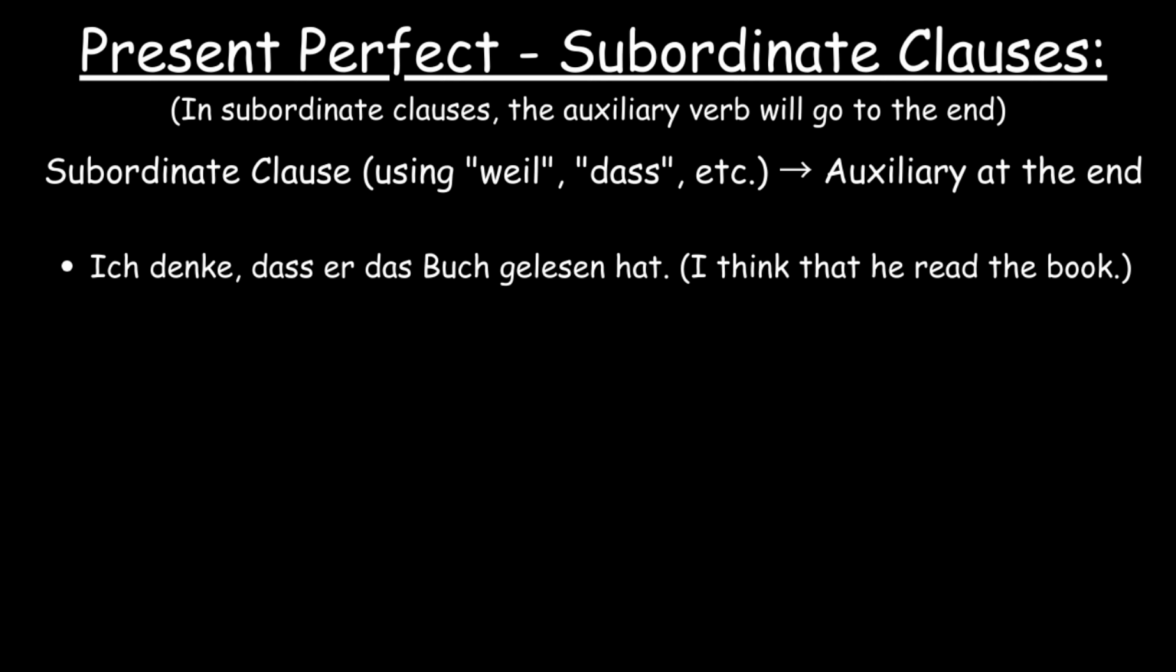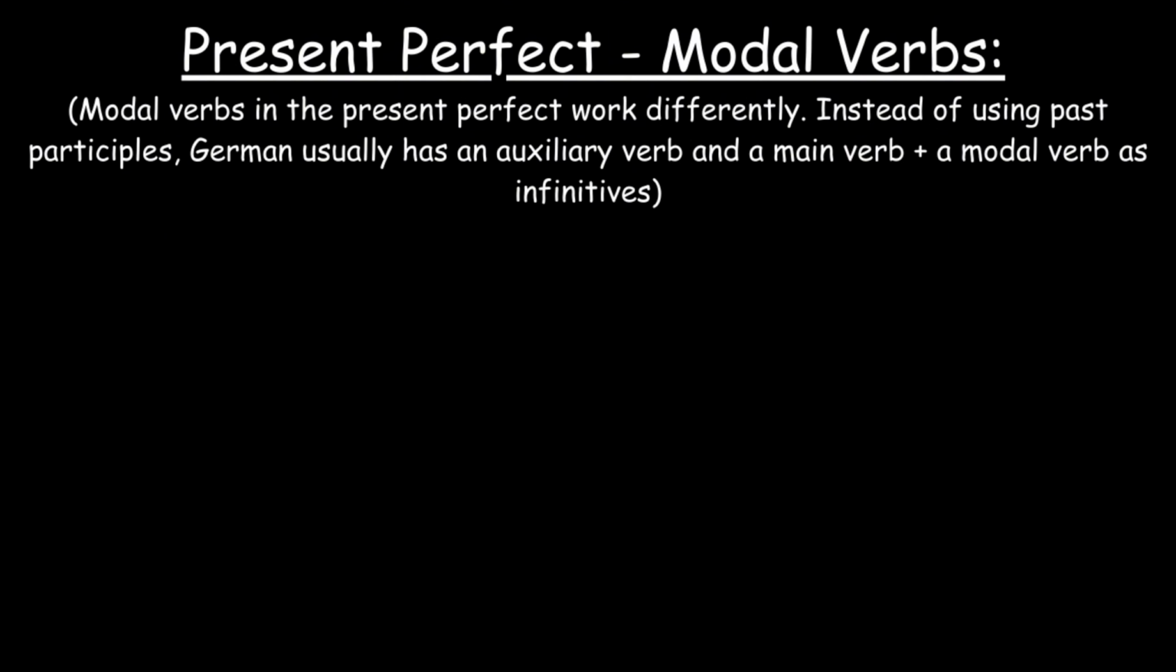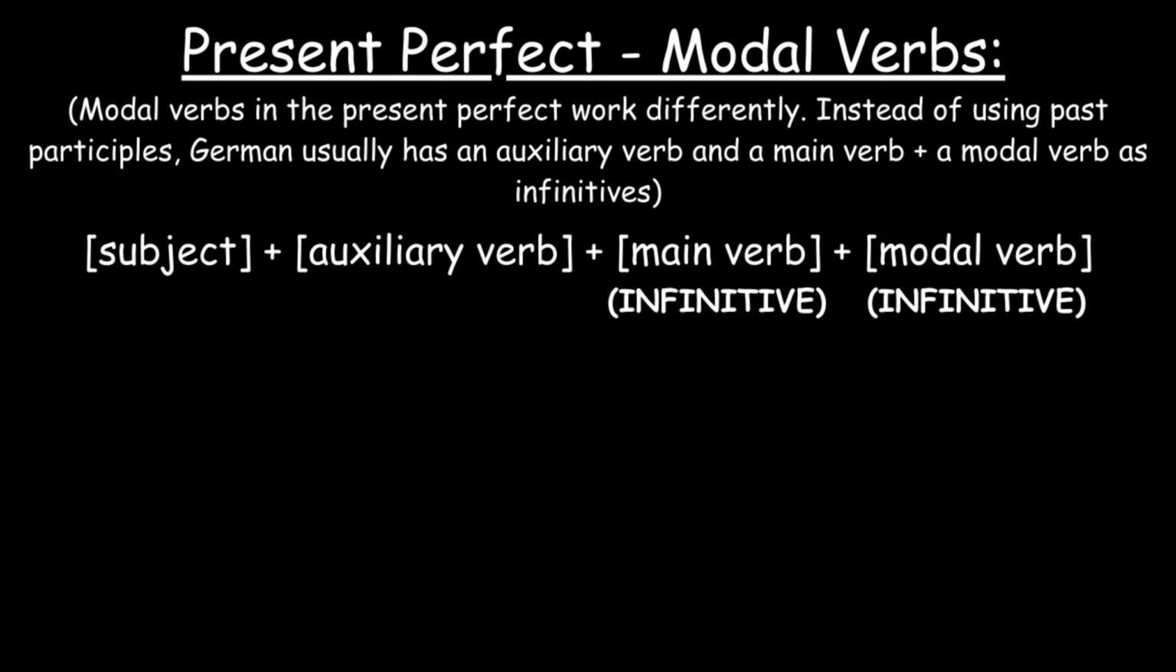This is the concept of sentence structure and word order in the present perfect, but more concepts need to be known. Modal verbs in the present perfect work differently, where instead of using past participles, German usually has an auxiliary verb, a main verb in the infinitive form, and a modal verb also in the infinitive form. So, the pattern for modal verbs in the present perfect looks like this: a subject, an auxiliary verb, a main verb in the infinitive form, and a modal verb also in the infinitive form.